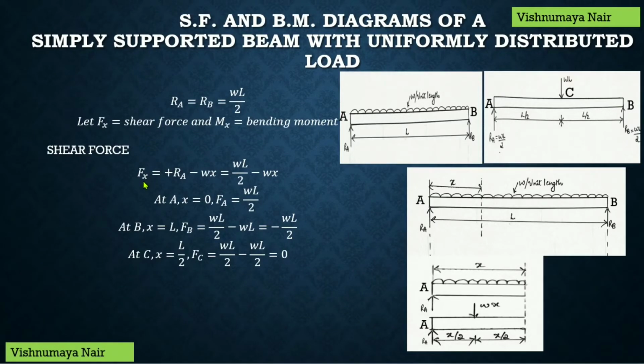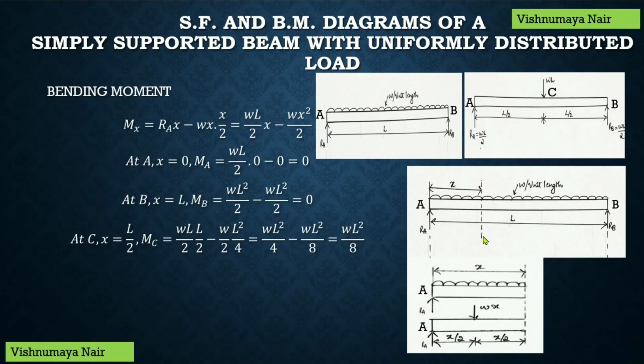From this equation, that is Fx equal to plus RA minus Wx, which is equal to WL by 2 minus Wx, it is clear that shear force is proportional to the distance of this section from the end A, which means that shear force varies according to straight line law. It is a function of the distance x from the end A.